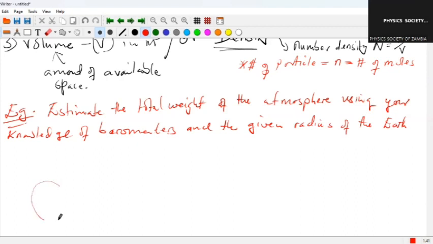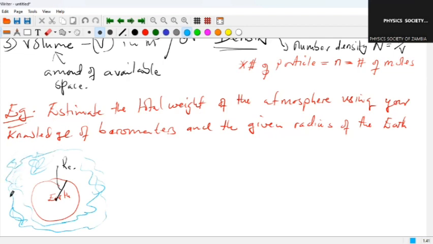What we have is the Earth. It has a radius from the center of the Earth. We have the radius of the Earth, for example, and then outside of the Earth we have the atmosphere. Let me just indicate that this is the atmosphere of the Earth. The question is, what is the total weight of the atmosphere?